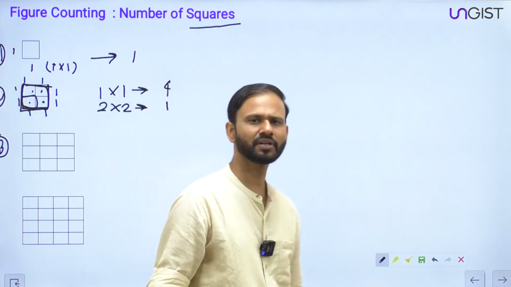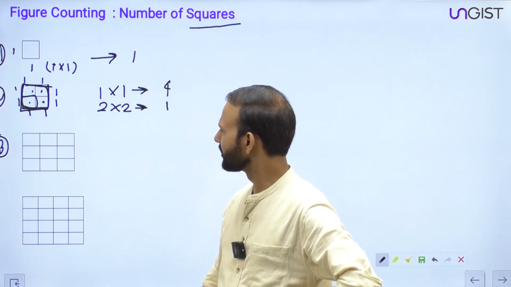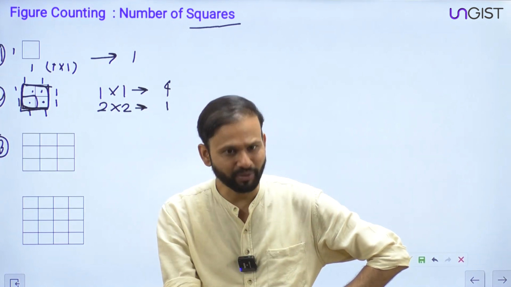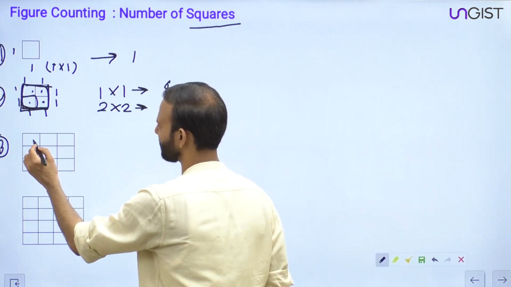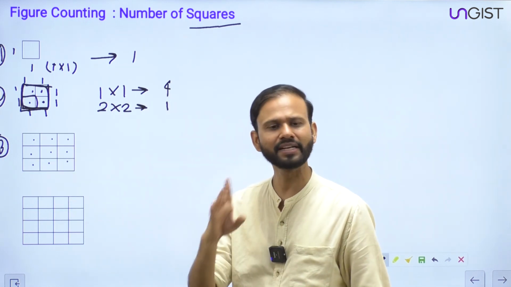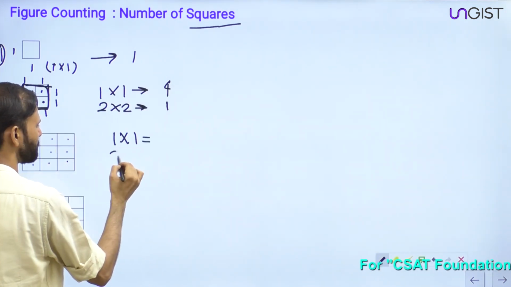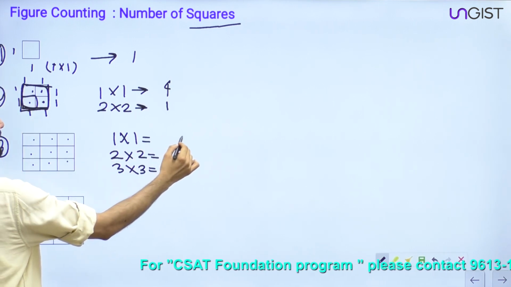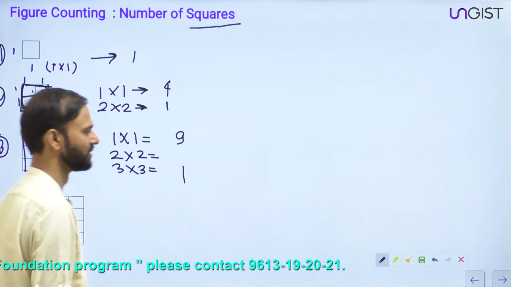Now let's talk about the third figure. In the third figure, how many dimensions do you have? You have 1 by 1, you have 2 by 2, you have 3 by 3. See, this is 1 by 1. How many squares of 1 by 1 are here? Total 9 squares of 1 by 1. Of 3 by 3 order we have only 1 square. It is very much visible.